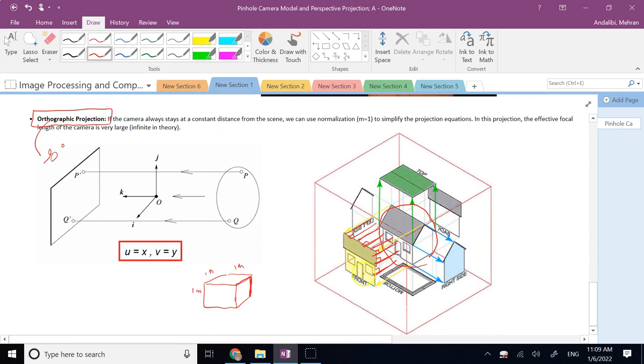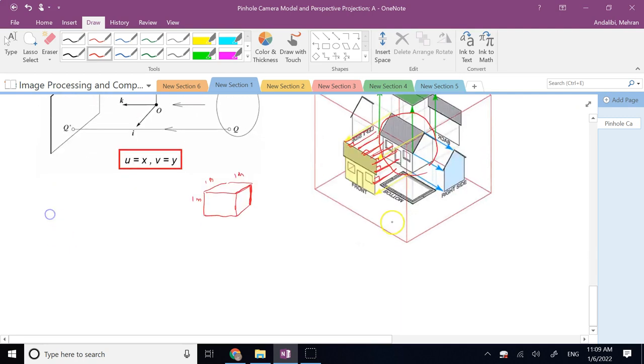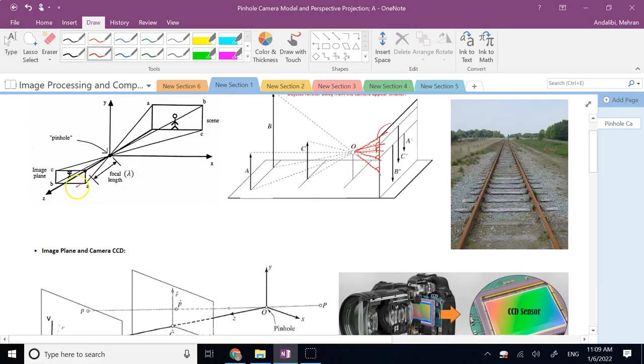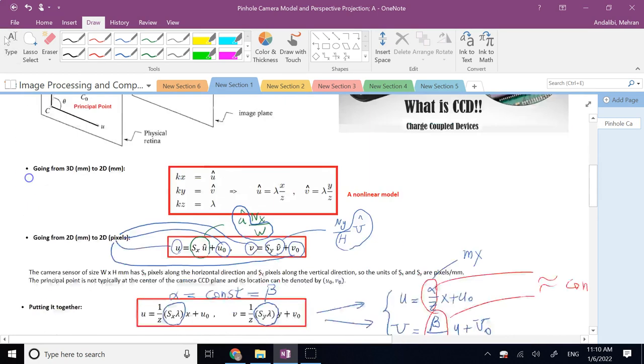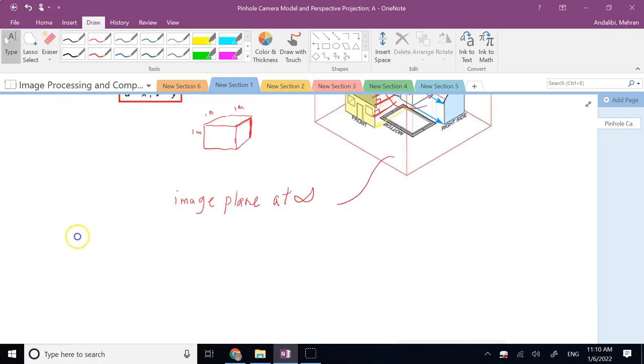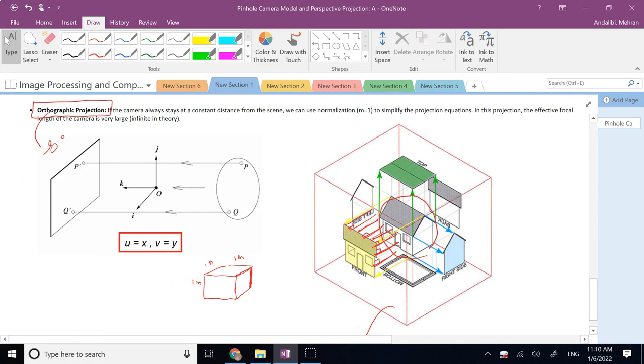Which practically means what? If the rays are not converging and they are all perpendicular to the plane, it literally means your image plane is at infinity. So your image plane is very far away from the pinhole, correct? That's where, when this is way, way back, these converging rays are going to tend to be almost parallel. So the theoretical lambda, or the focal length in this case, is like infinite.